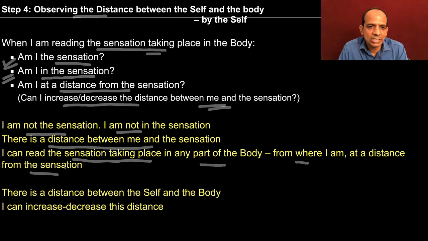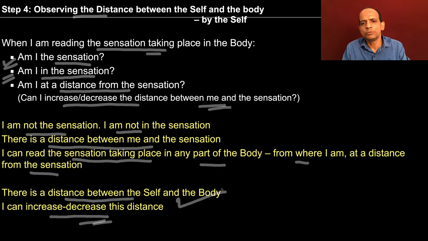And we'll see that you are not the sensation, you are not a part of the sensation, you are outside the sensation. So you see that there's a distance between the self and the body, and I can increase or decrease this distance. Now, this is the important conclusion that you want to draw from here, that there's a distance between you and the body. You are there at the same location where the body is there, but you're not the body. And that's how there's a distance between you and the body. So the more you try to observe this, you get a better clarity of your being different from the body. And this is what you want to conclude from here.